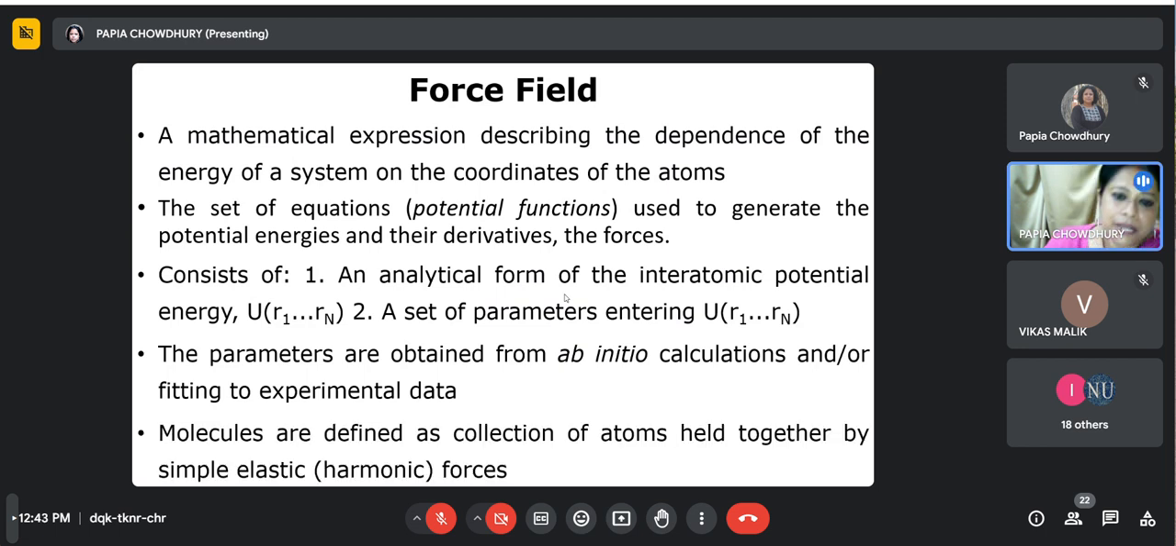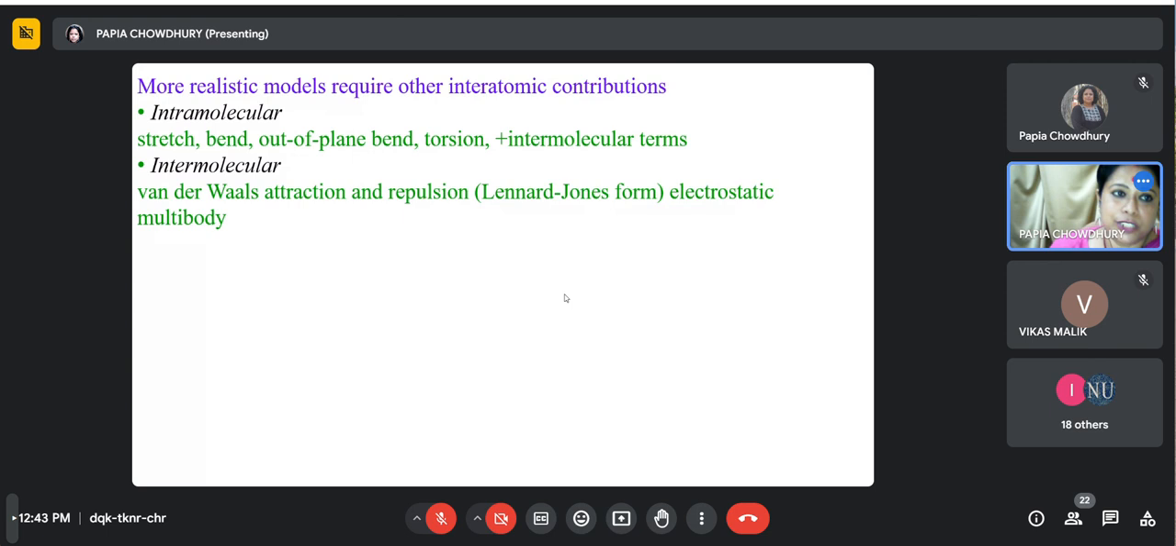Now, in this case, the basic condition is that molecules are defined as a collection of atoms, and we consider that they are held together by some elastic harmonic forces. That is the basic condition to create the force field of the molecular dynamics simulation. Now, when we create this type of force field, or get the information about the potential, two parameters are very important to keep in mind.